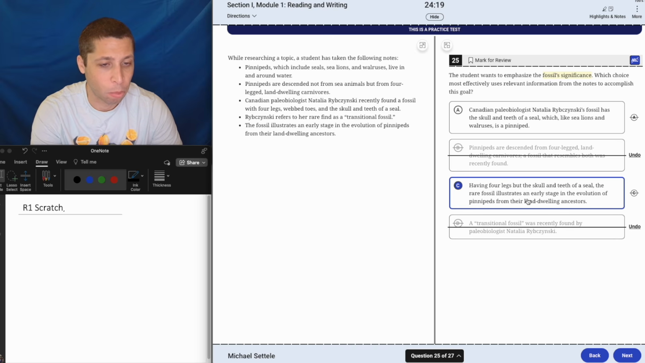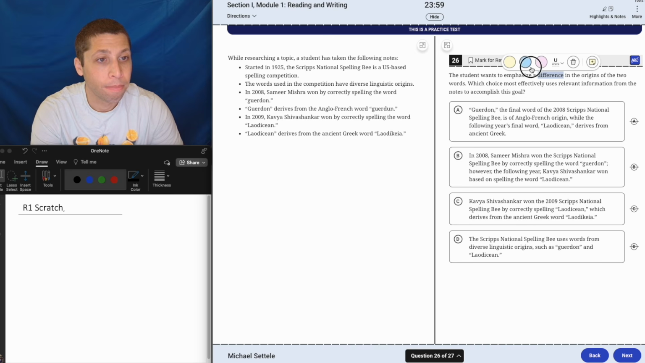I think this is much more specific. It's emphasizing it much better. Having four legs but the skull and teeth of a seal, the rare fossil, right? Is that what the fossil is? A fossil with four legs, webbed toes, and the skull and teeth of a seal. Yeah, I think that's right.